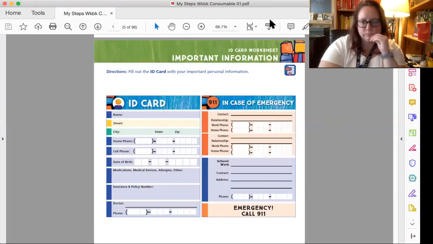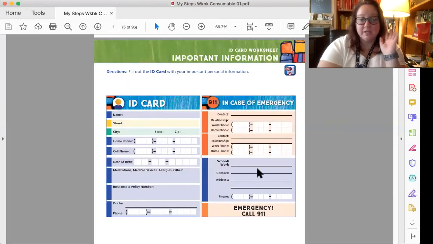So that's something that you can, if you have the ability to make a copy, go ahead and do that and then put it in a plastic sleeve or laminated. Or when your student turns in the workbook, when they're done with the workbook, we will copy it and then make a card for them. So those are the options there. And then I wanted to show you the workbook pages you'll be working on today.